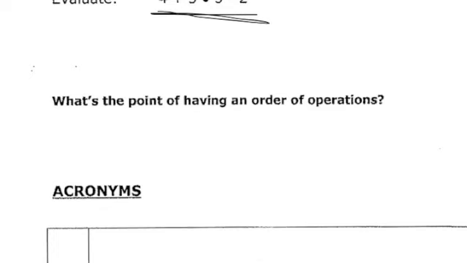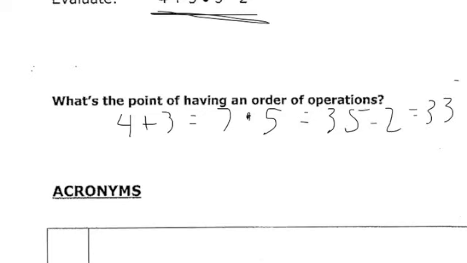Some of you are going to go 4 plus 3, and that equals 7. Then you're going to multiply it by 5 and get 35. And then you're going to subtract 2 and get 33. Okay, so that's going to be a very common answer.